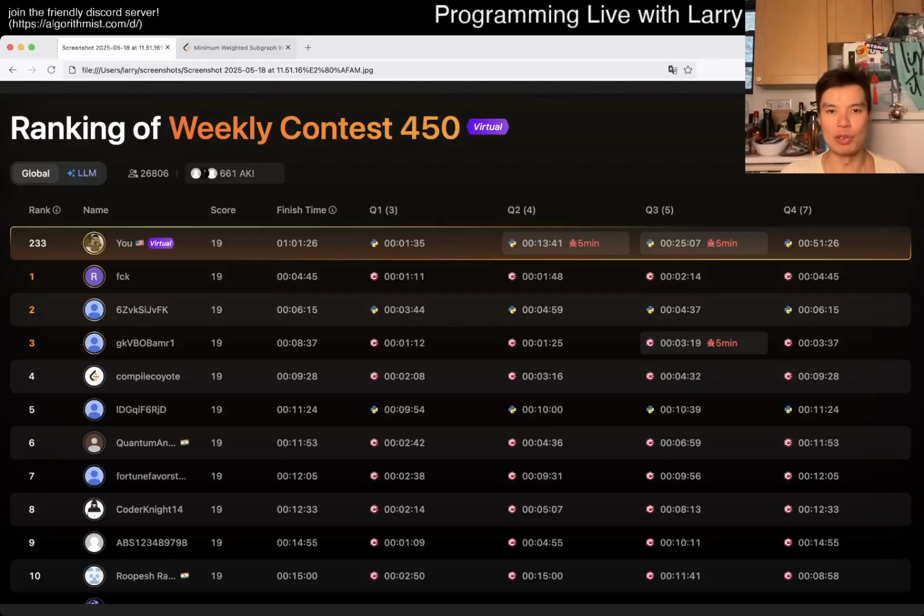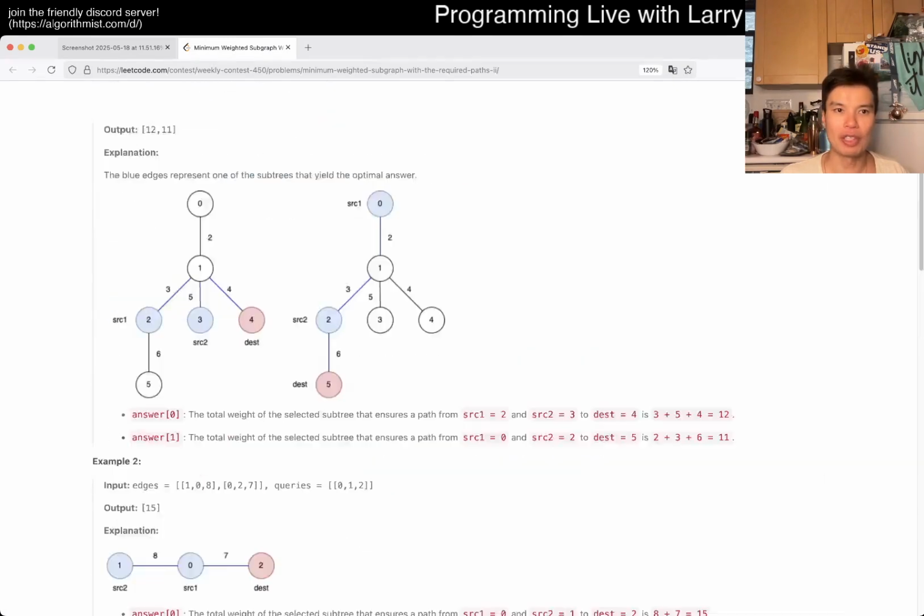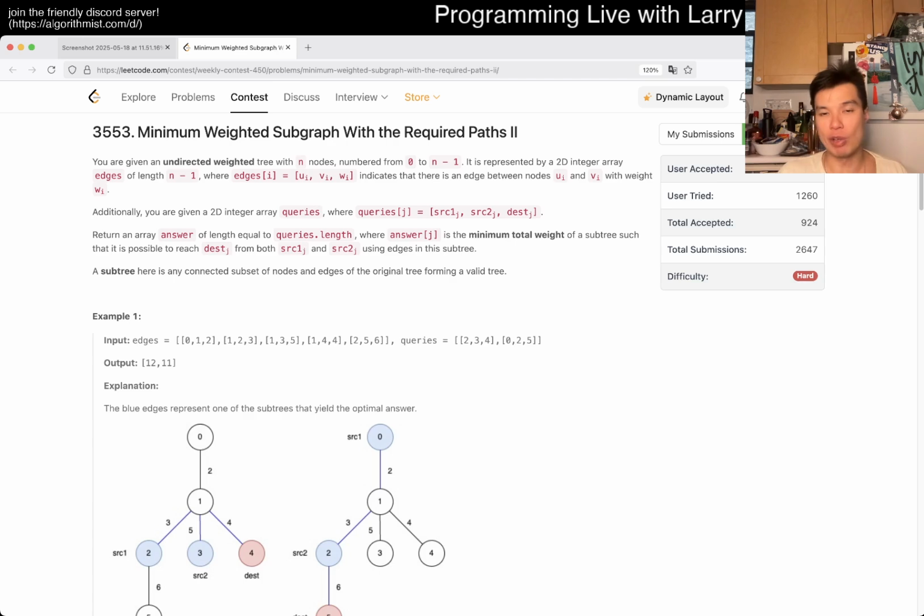This is me going with Q4 of the weekly contest for Fitty. Oops, spoiler alert. Minimum rated subgraph with the required paths 2.